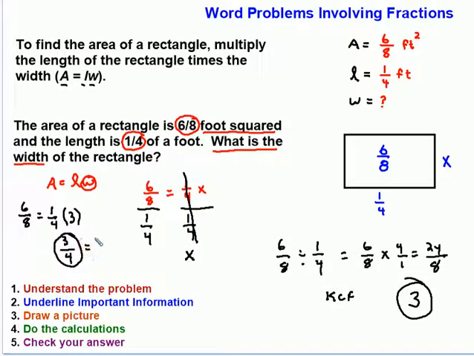If we multiply 3 times 2, we get 6. If we multiply 4 times 2, we get 8, so 6/8. And that is our answer. We understood the problem. We underlined the important information. We already had a picture drawn out for us. We did the calculations, and we checked our answer.